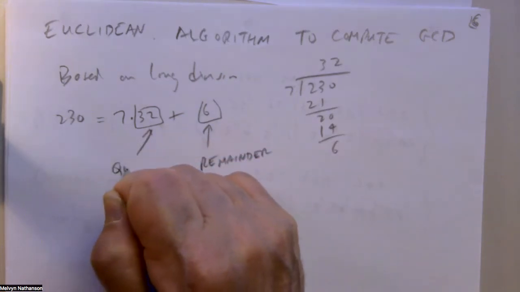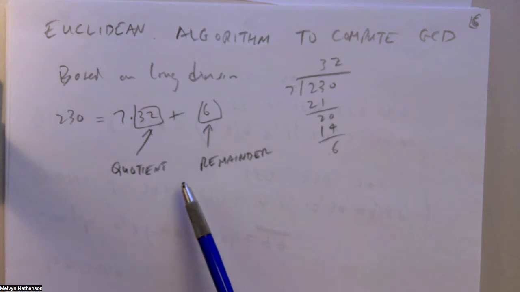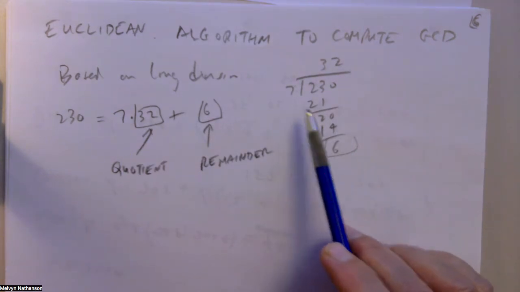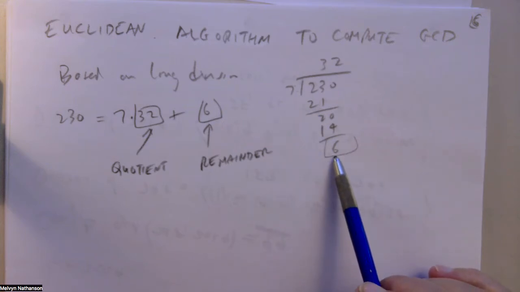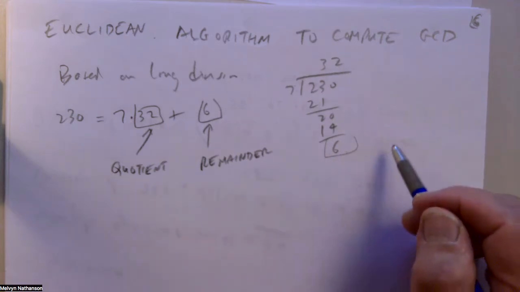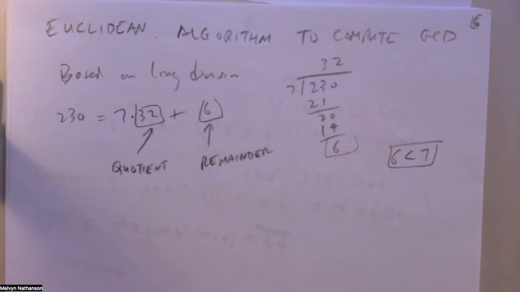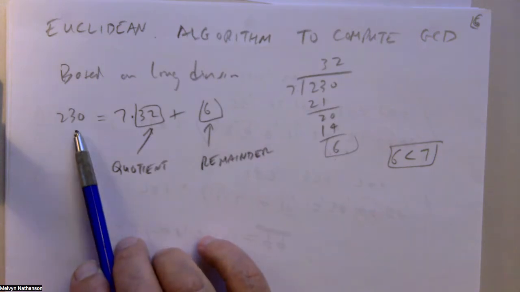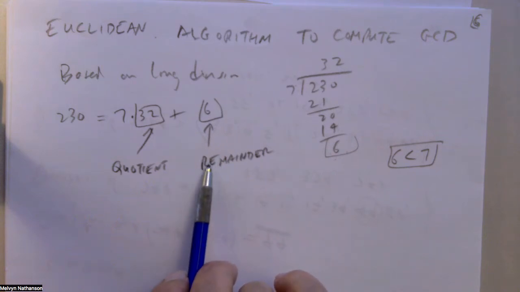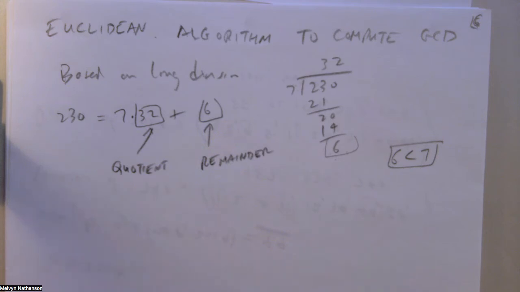This number 32 is the quotient when you divide 230 by 7. The reason I have to stop at 6 is you can't divide 7 into 6. 6 is too small. So this remainder 6 is always less than what you're dividing by. And when you do long division, you divide one integer by another, you get a quotient and a remainder. And the remainder is always strictly smaller than what you're dividing by. Here we're dividing by 7, and the remainder 6 is less than 7.